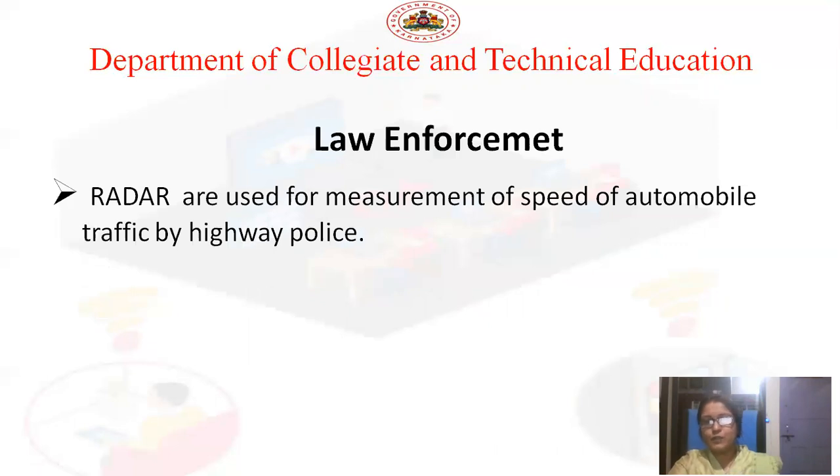Next is the law enforcement application. In law enforcement, radars are used for measuring the speed of automobiles by the traffic or highway police. In a city region, the speed should be limited to the safest speed. To measure whether the vehicles are moving at the safe speed or the city-level speed, the traffic police or highway police use this radar system to find out the speed of the vehicles.